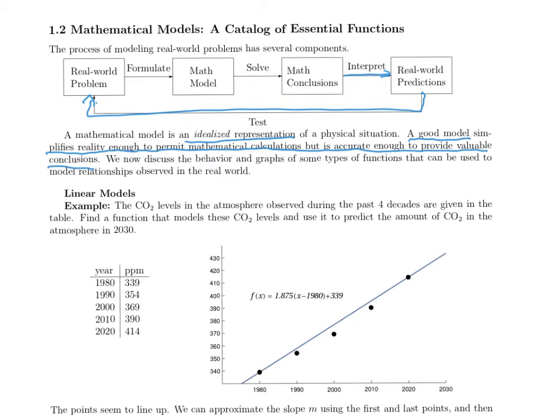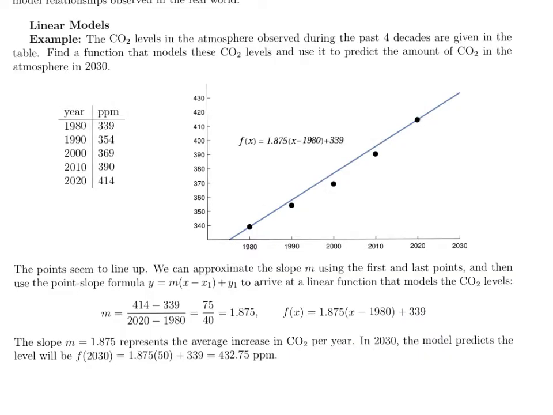So now what we're going to do is look at the graphs of several functions that are quite often used in modeling reality. Now the simplest model that one might use is a straight line. Here we have some data on levels of CO2 in the atmosphere over several decades. In 1980, there were 339 parts per million of CO2 in the atmosphere.